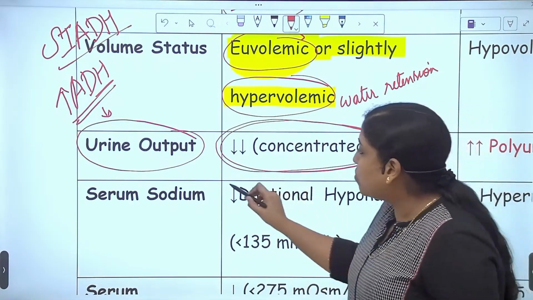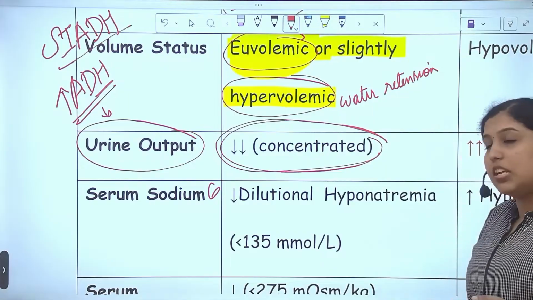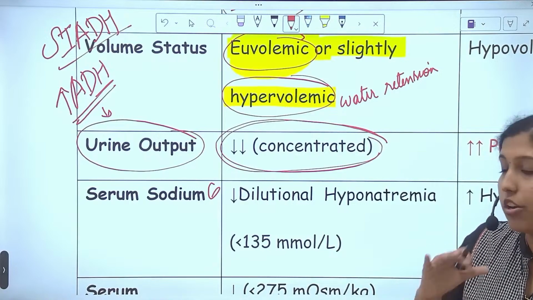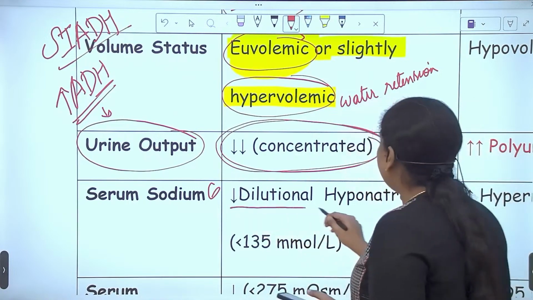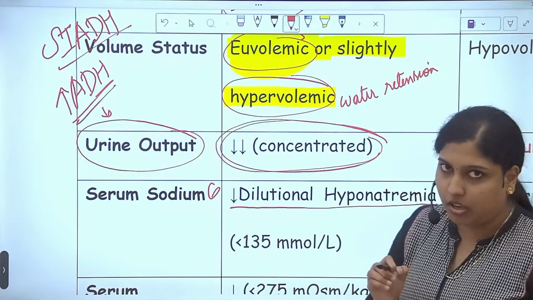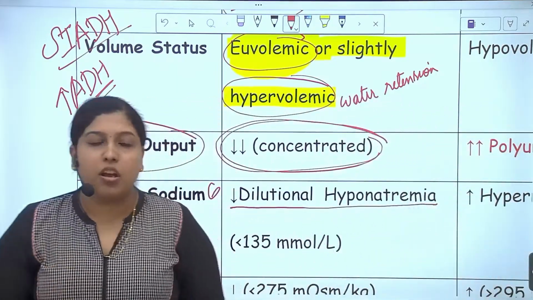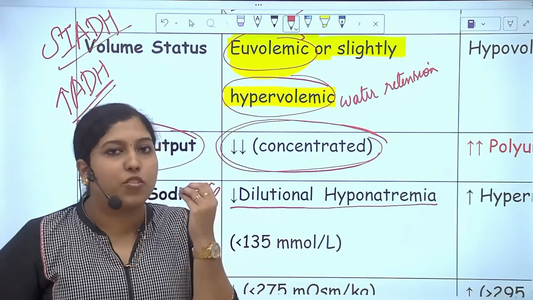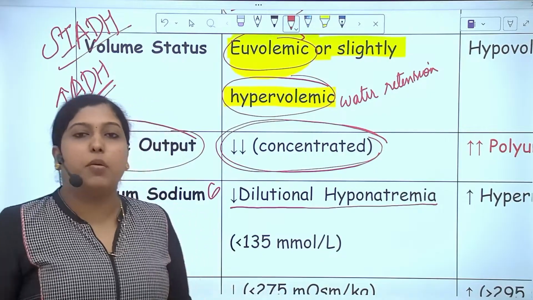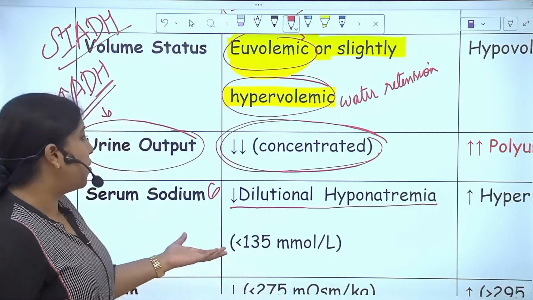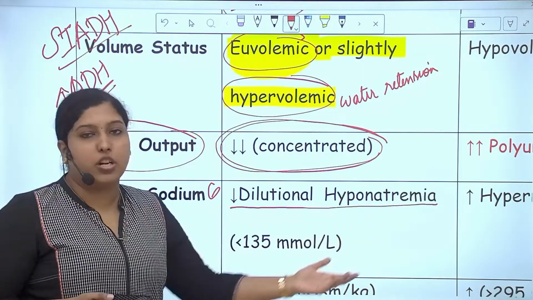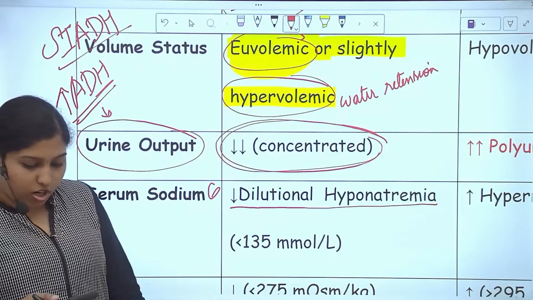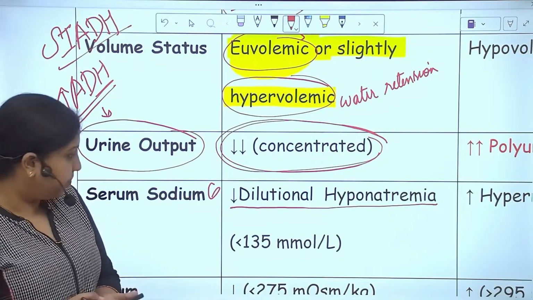What about the serum sodium? Because of excessive water retention in the body, the patient will have dilutional hyponatremia. What is meant by dilutional hyponatremia? Excessive water is accumulated in my body. Because of that excessive accumulation of water, the sodium present in my body gets diluted, which causes hyponatremia, dilution of the electrolyte sodium. That is termed dilutional hyponatremia, right?